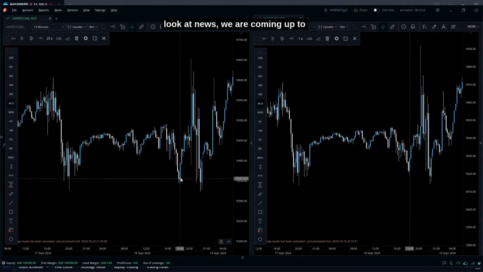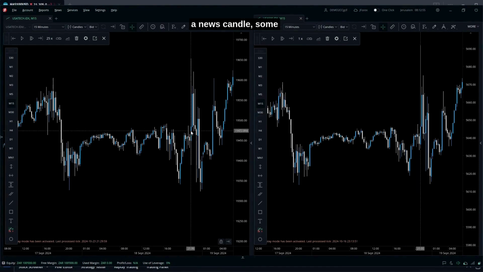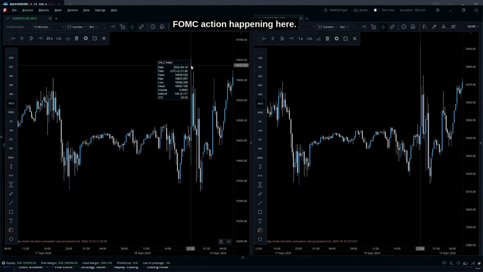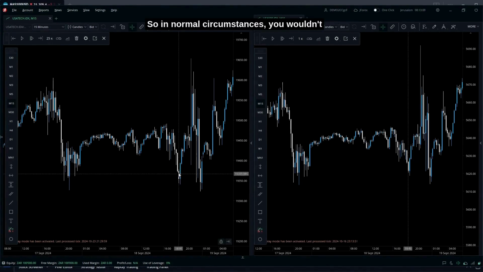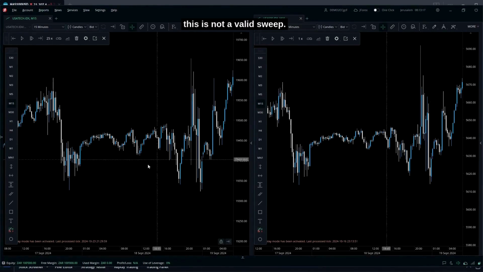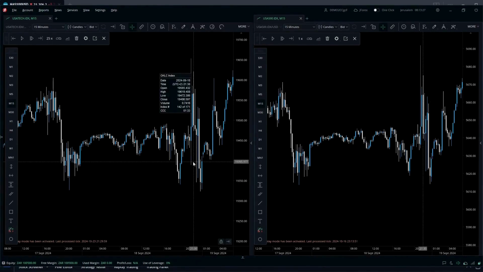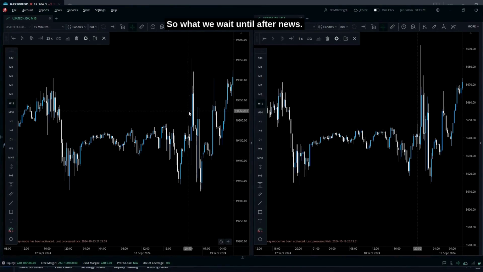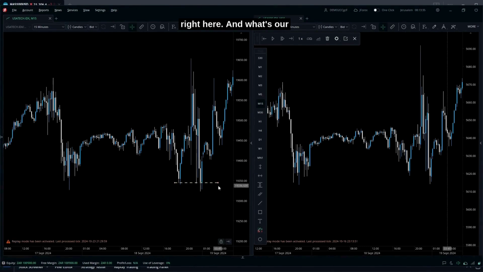And if you look at news, we are coming up to a news candle, some FOMC action happening here. So in normal circumstances, you wouldn't be entering off of this because this is not a valid sweep. And so what? We wait until after news. And there you see we get our sweep right here.